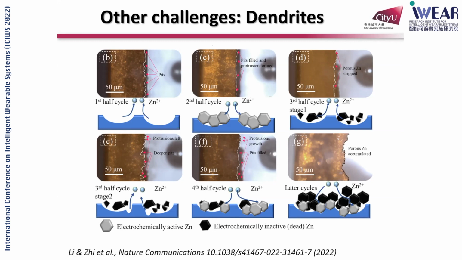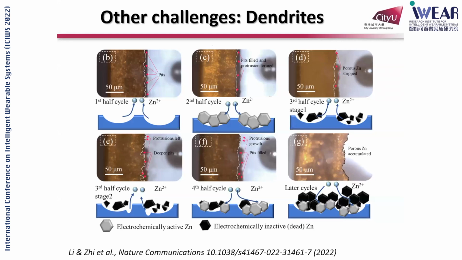Dendrites, because in zinc-ion batteries we typically use zinc metal as the anode. Zinc metal, when you do the stripping and plating, you have dendrites. You have dendrite growth on the surface, similar to the lithium metal anode. So this is a demonstration. If you start from a smooth surface and you do a few cycles, you will see the surface will get much rougher, and the zinc dendrites keep growing up.